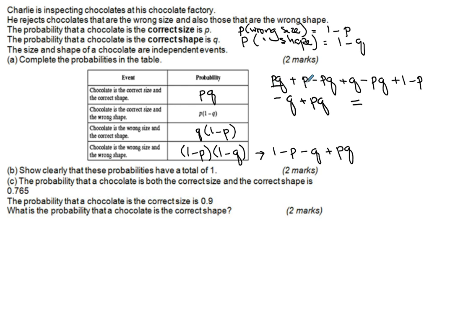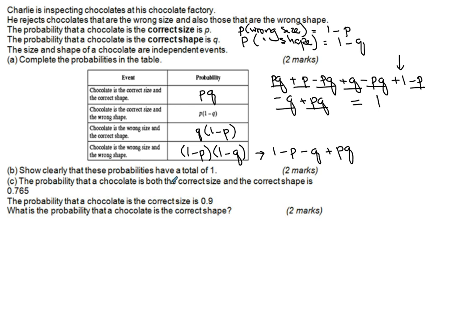So that PQ minus PQ disappears. We've got plus P minus P disappears. We've got minus PQ plus PQ disappears. And we've got plus Q minus Q disappears. So all we're left with is that 1. All right? Yeah? Cool. Okay.